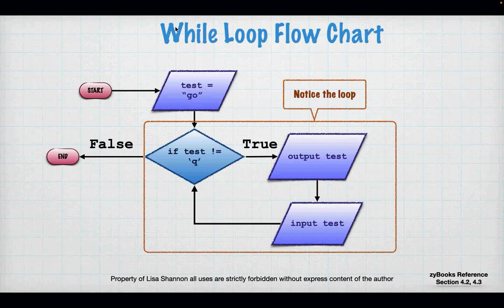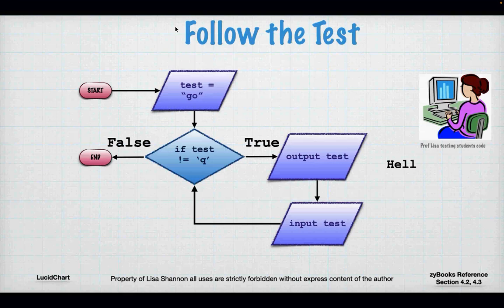So you'll notice the word while is not in this flowchart, and that is on purpose. While is not in this flowchart because while is kind of language specific, but flowcharts are language agnostic. So what we have here is the representation of a loop. You can see that all those arrows just keep going around until test is not equal to Q comes out as false. So test is not equal to Q, true or false. When that is false, we follow the false line and we're done.